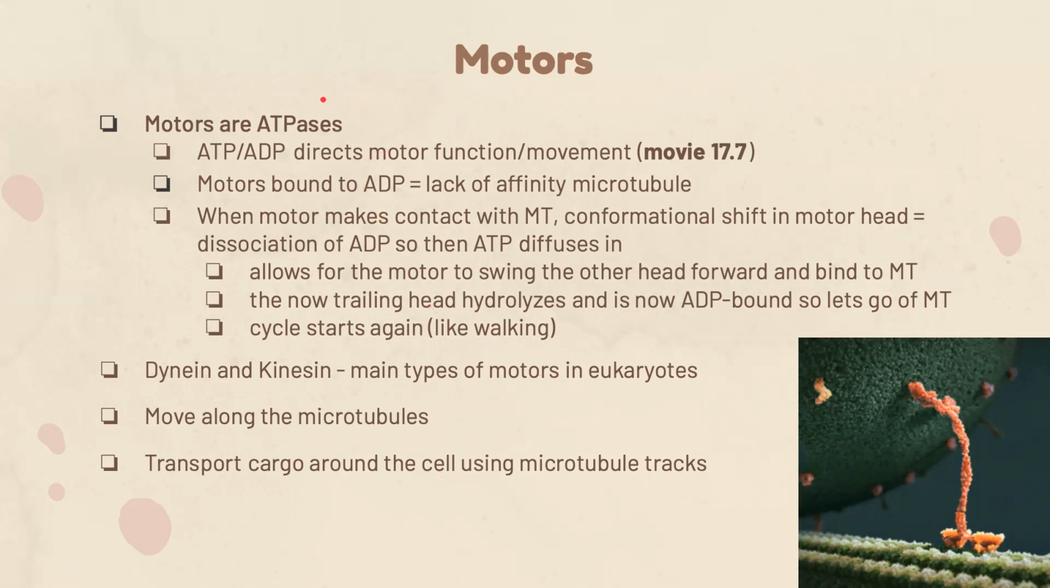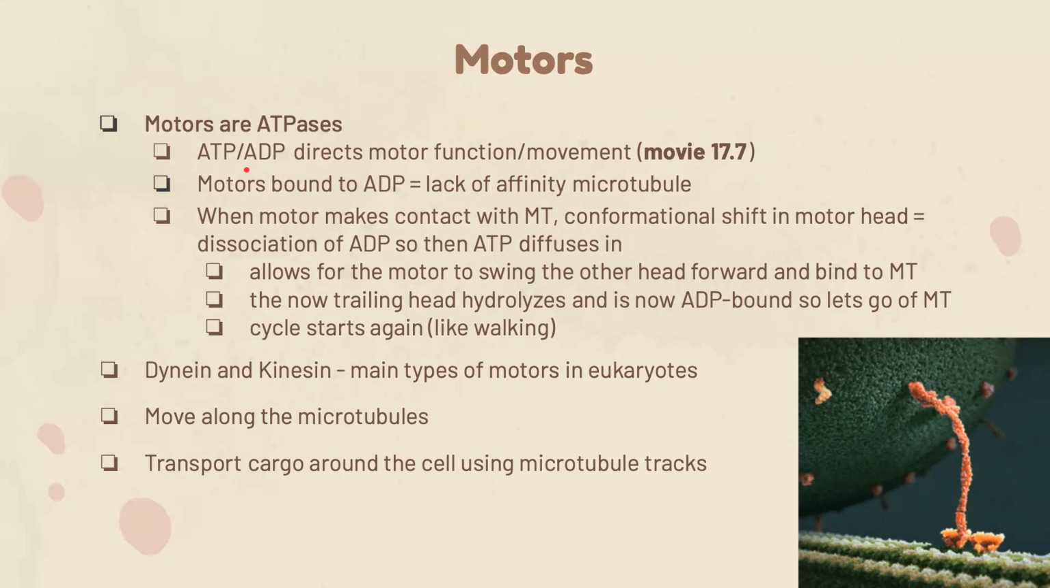The motors are ATPases. In microtubules, your tubulin, those are GTPases. Motors are ATPases. So that means that instead of using GTP, they use ATP and ADP, and that's how they function. That's how the motors, like these two legs that we see a lot, are able to move on the microtubules. If you haven't watched it yet and you still don't really understand how motors move, the movie in folder 17.7 is super helpful. I don't usually recommend movies, but this is the only one I usually recommend.